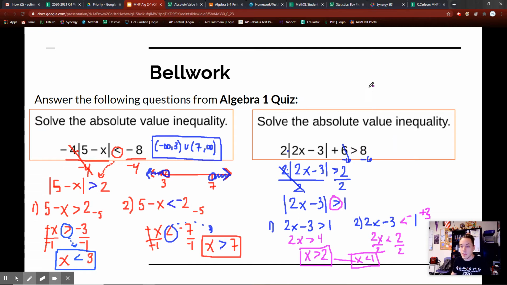What does it look like on a number line? Really, really quick. Let's go fast. So this is going to be 1, and this is 2. This is open, open. The 2 points that way, and then the 1 points this way.